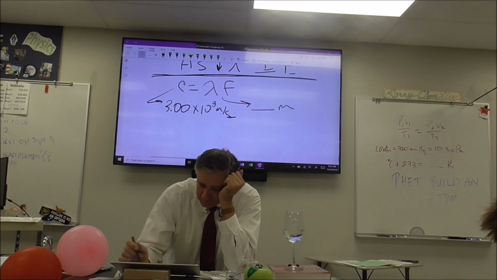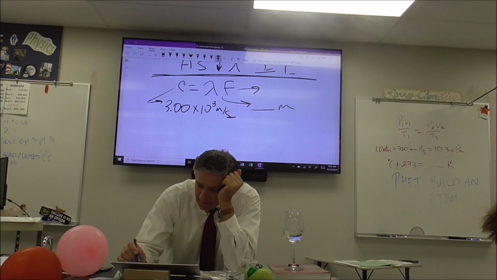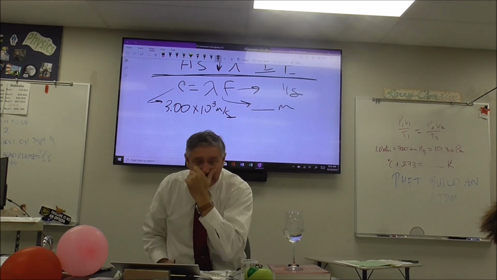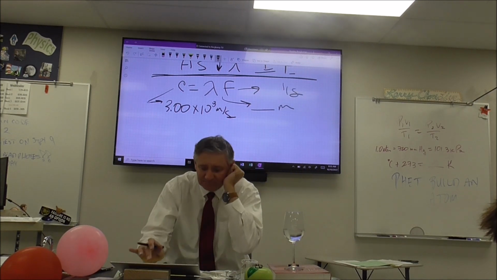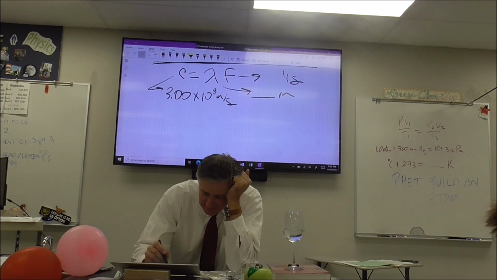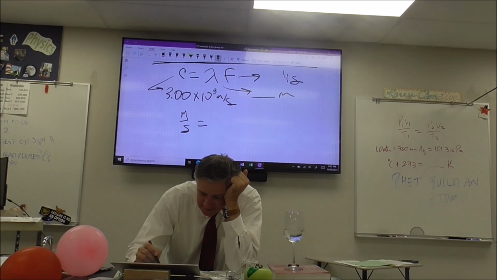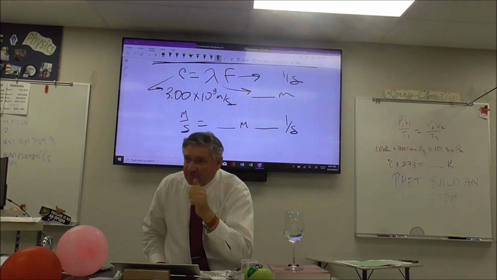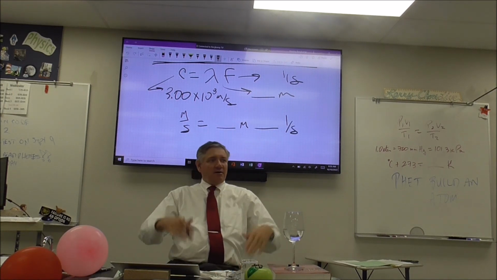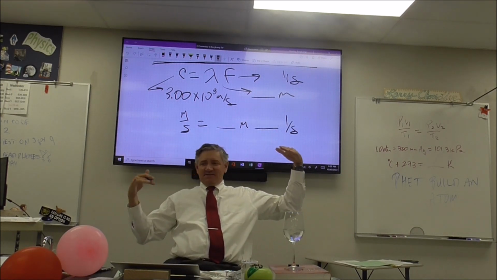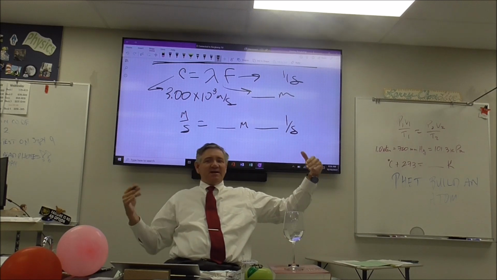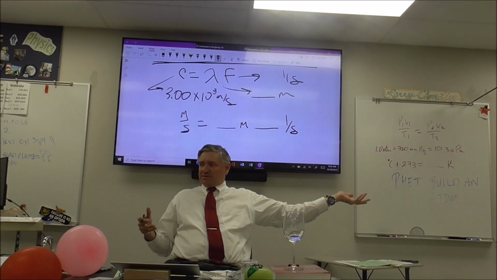Now, this is frequency, which is 1 over seconds. Now, this is where the magic happens. If you look at the units, speed of light is in meters per second. That's a wavelength measured in meters multiplied by a frequency of 1 over seconds. Meters times 1 over seconds, that's cool. We get meters per second. That's what the speed of light is measured in.